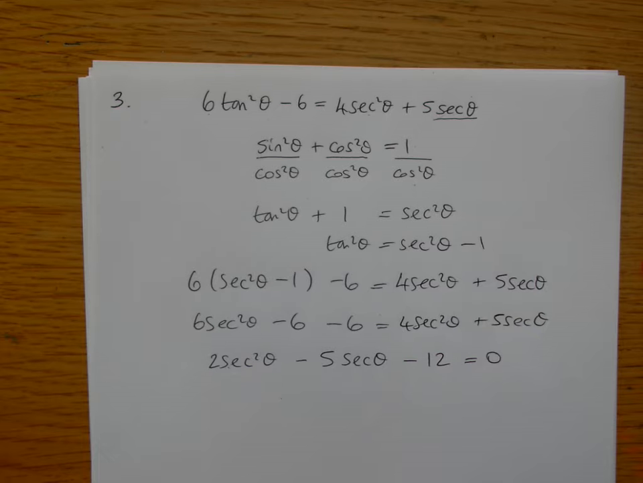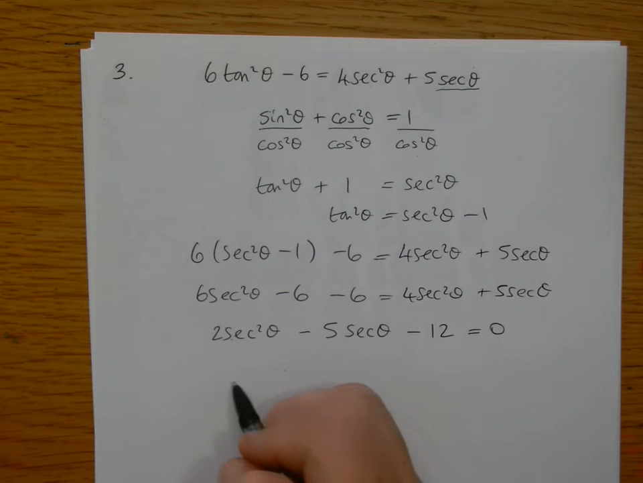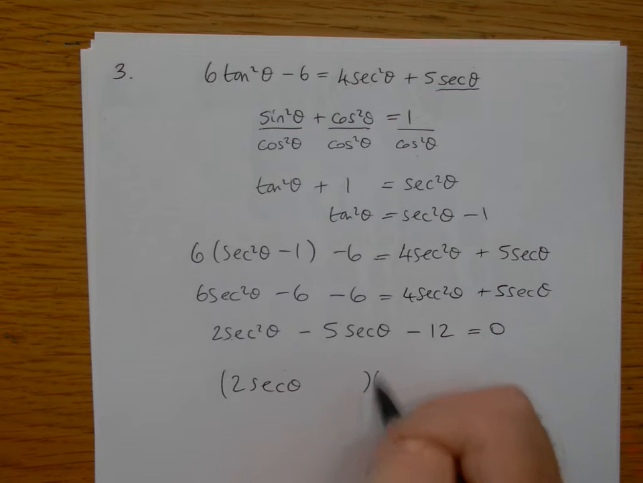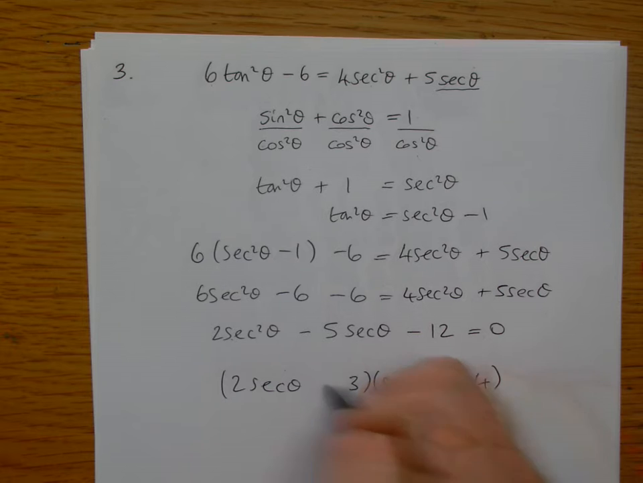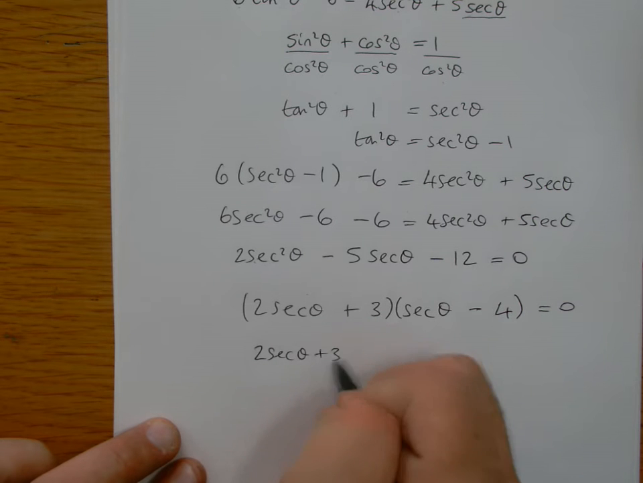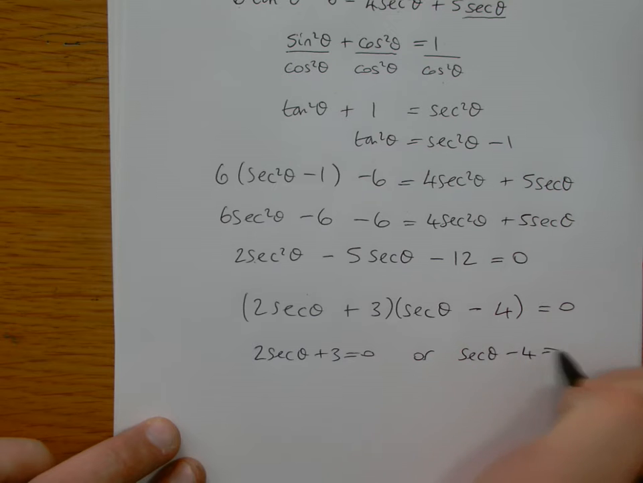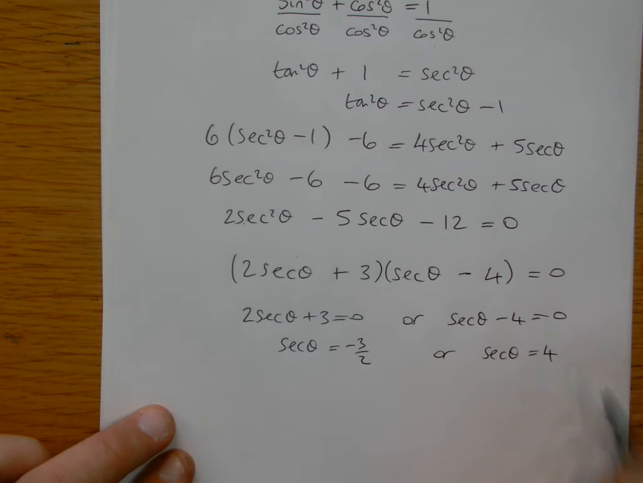To solve the quadratic equation, we're just going to factorize it. When you factorize it, you can go through the process that you're used to. I'm just going to do this quickly, because I've got a feeling I know what it's going to be. I think that's going to be 4 there, and we're going to have 3 there, and that's going to be minus, that's going to be plus, equals 0. You've got your own process of factorizing a quadratic, and I'm sure you'd work that out yourselves. When you've got a pair of brackets equal to 0, you put the first bracket equal to 0, or the second bracket equal to 0. So in this case, you'll have sec theta equals minus 3 over 2, or sec theta equals 4.